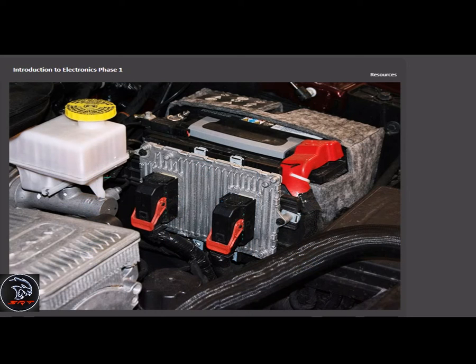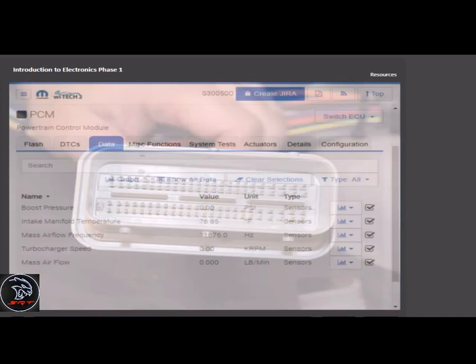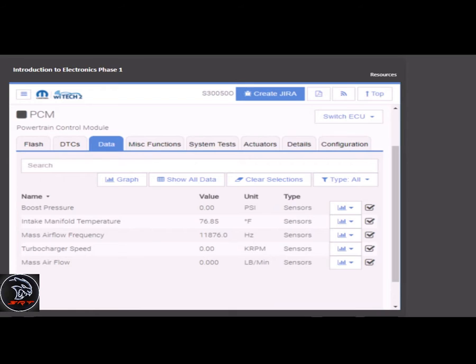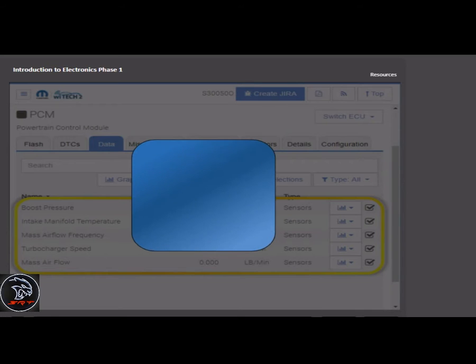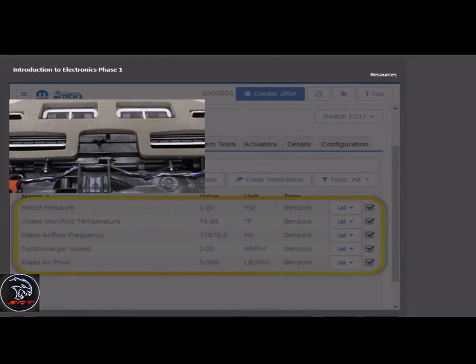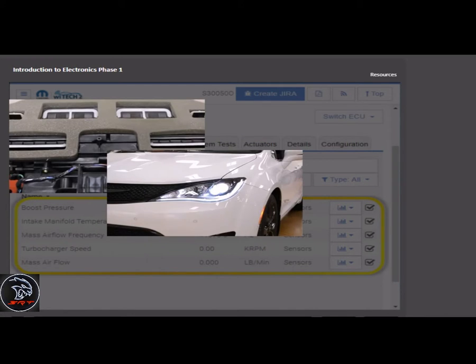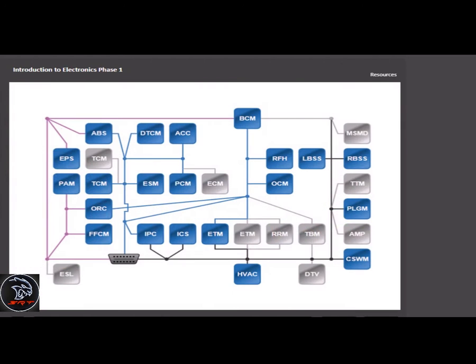Control modules need a good power and ground to function correctly. Be aware that many control modules have multiple power and ground circuits. Control modules receive inputs by monitoring the values from various sensors and switches. They process the input information to perform various types of output functions, such as activating a motor, light, or solenoid, controlling a display, or sending a message on a network.